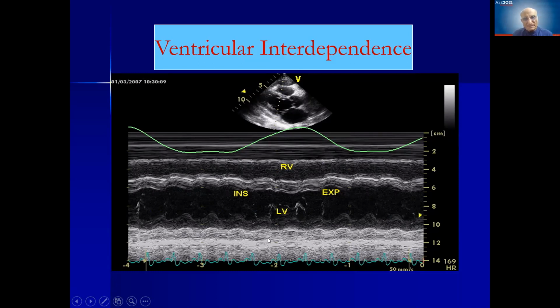This was a case of constrictive pericarditis, and I got the same pattern. Just to show you that even by M-mode echo of a parasternal long axis, you can show ventricular interdependence: an increase in RV filling during inspiration, and an increase in LV filling during expiration, with reciprocal changes.